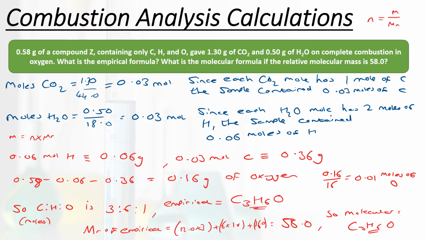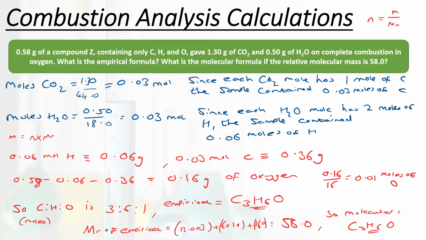Now we're told that it contains carbon. Our combustion products are carbon dioxide and water, so the carbon has only gone into the carbon dioxide. It's the only place it's ended up. And so since each mole of CO2 has 1 mole of carbon in it, the sample would have contained 0.03 moles of carbon. All of the carbon has gone into the CO2. It hasn't gone into the water. Because we have 1 mole of carbon per mole of CO2, we can use a 1-to-1 ratio, and so we can say that it has 0.03 moles of carbon.